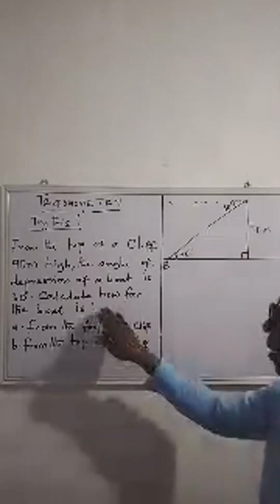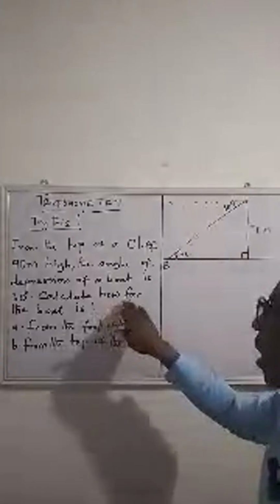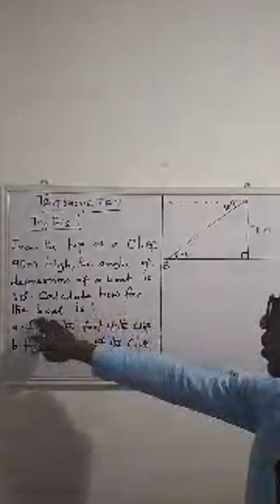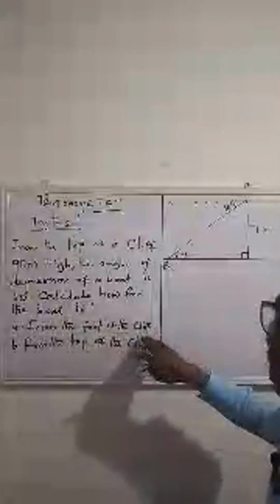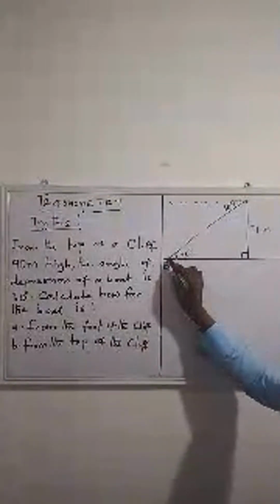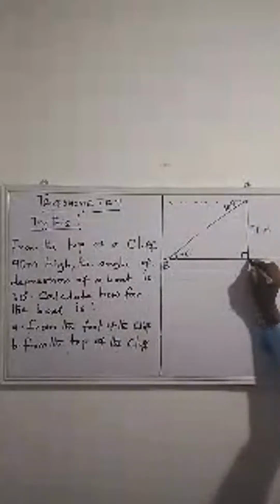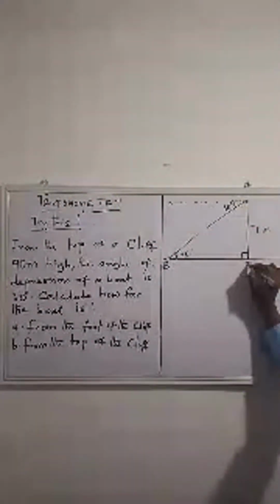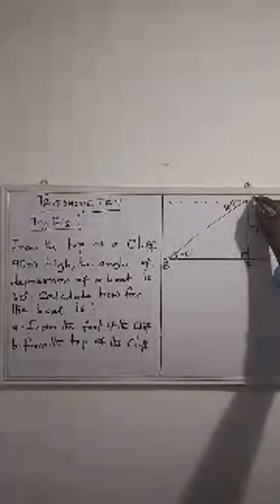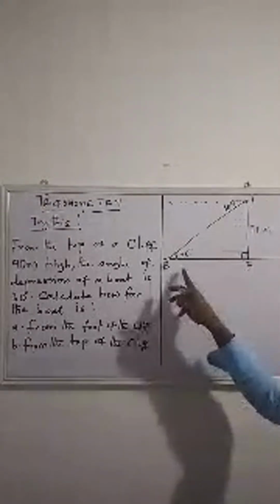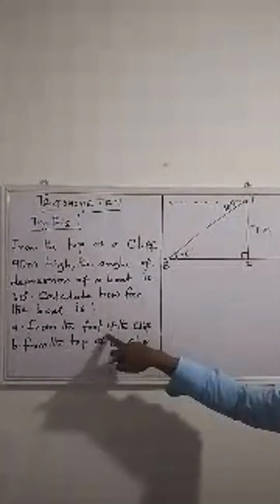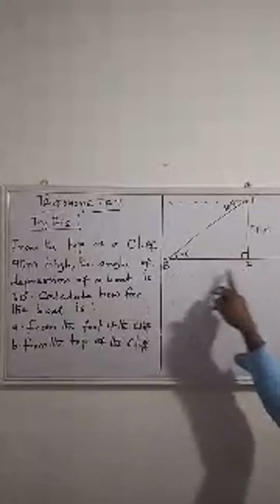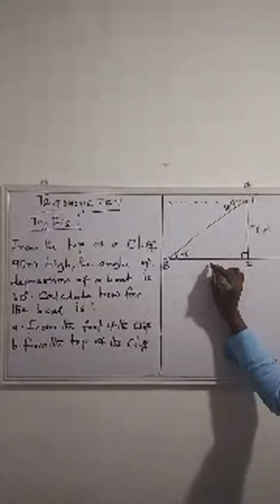Now, the question says, calculate how far the boat is from the foot of the cliff. Now, this is the boat, and this is the foot of the cliff. Let's call it F. Let's call this place T, the top of the cliff. All right, how far is the boat from the foot of the cliff? So we want to get BF. All right, so now this is what I want to get.